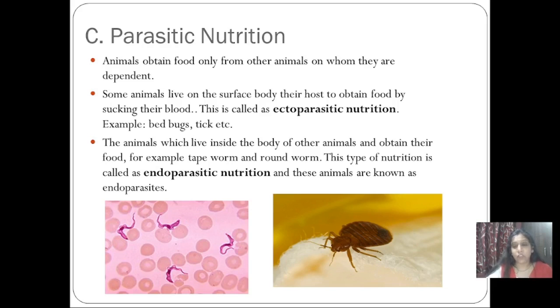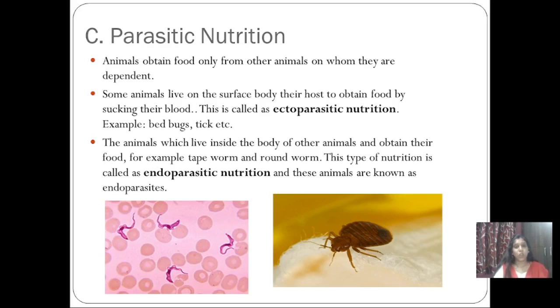On the other hand, if you see on the right hand side, there is a bedbug. It is an ectoparasite. It lives on the surface of the body of its host, so it can suck their blood for food. So in parasitic nutrition, there are two types: endoparasitic nutrition and ectoparasitic nutrition.